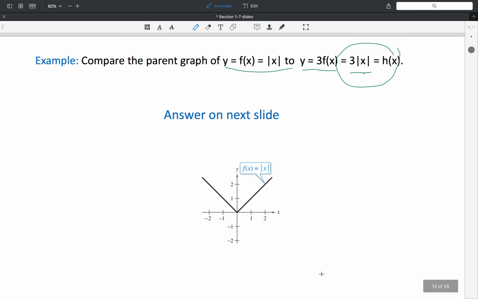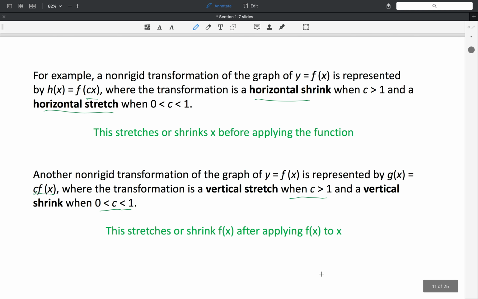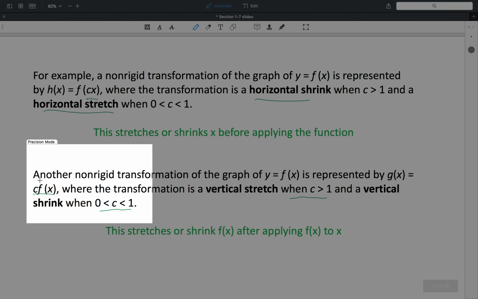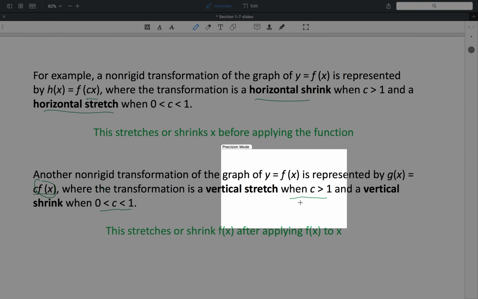And just to go back and look at what happened, we were in this case right here. c was equal to 3. It says when c is greater than 1, it's a vertical stretch. That's exactly what happened.